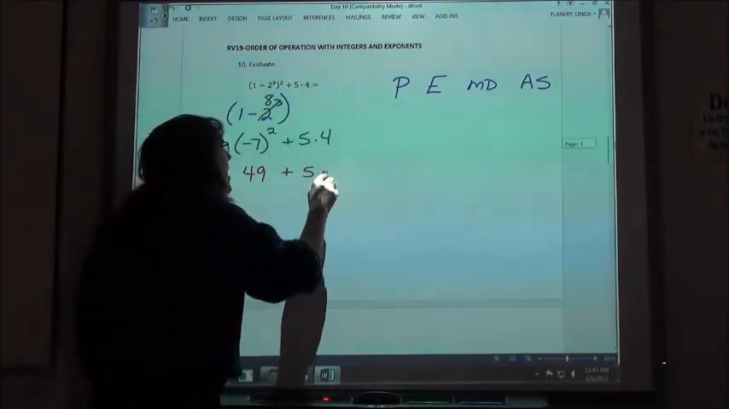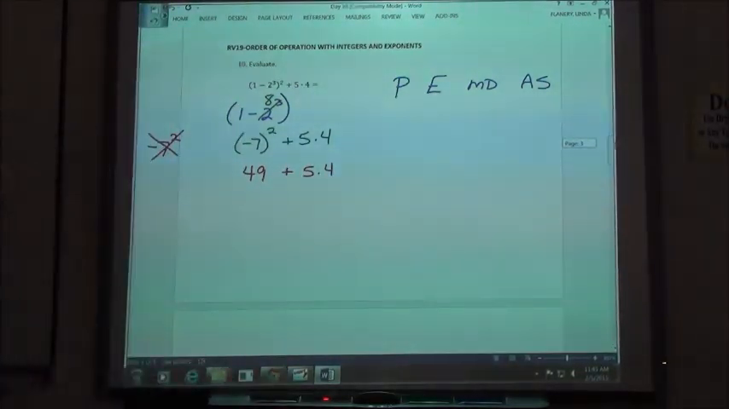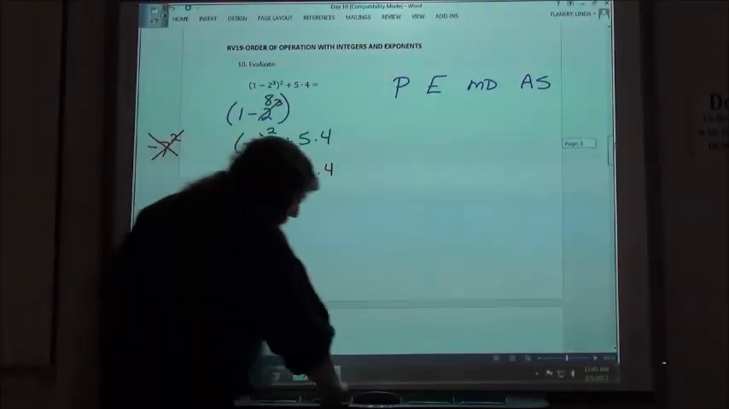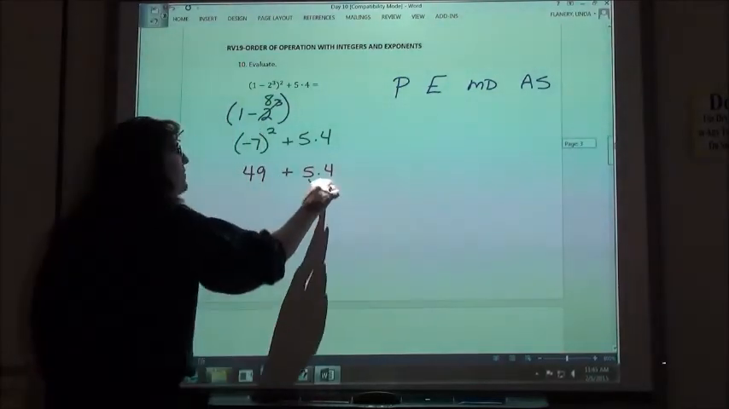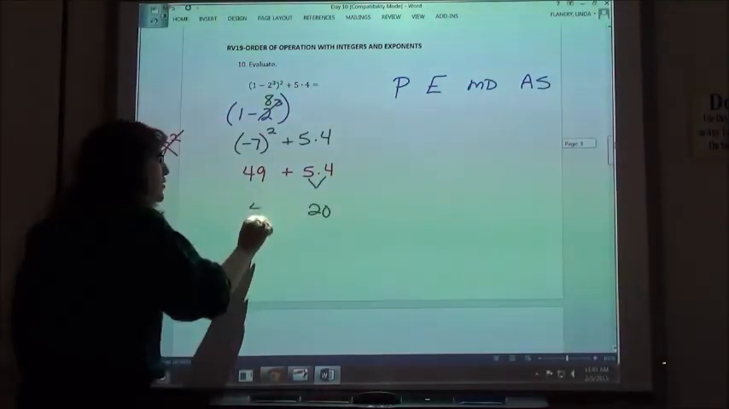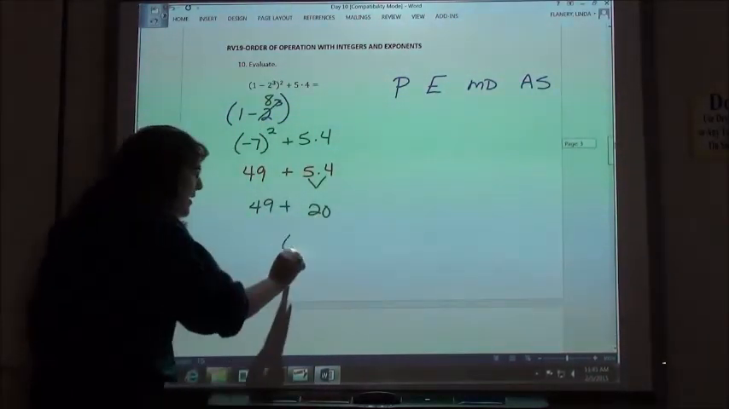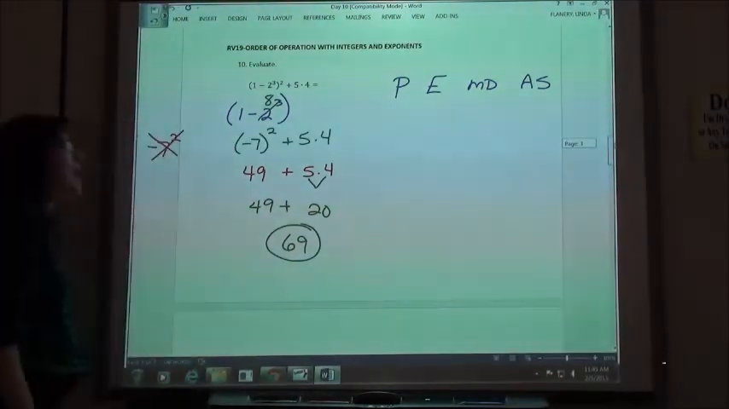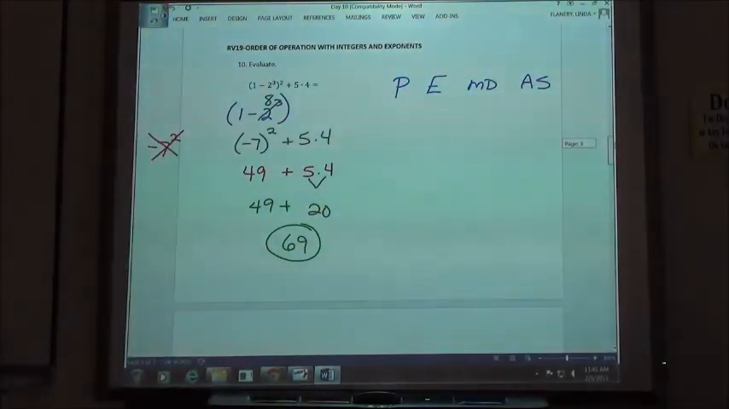Plus 5 times 4. Following my order of operations, now I'm going to do the multiplying and dividing. I have a multiplying. 5 times 4 is 20. So now I have 49 plus 20. I can finally do my adding and subtracting, which is 69.